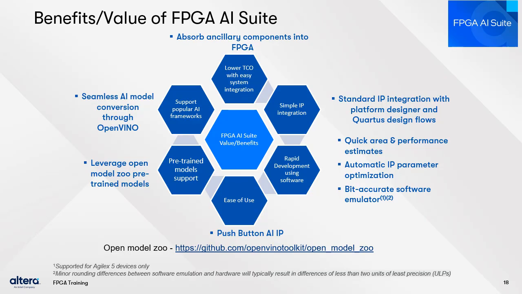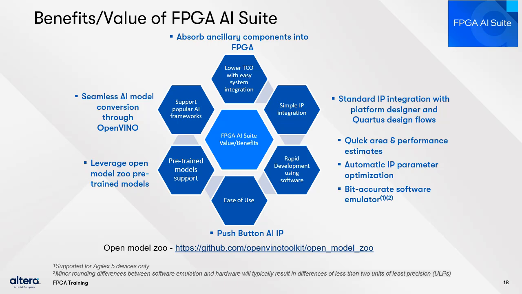The benefits of the FPGA AI Suite are shown in the slide. Support for popular AI frameworks: the front end of the FPGA AI Suite is the OpenVINO Toolkit. The toolkit seamlessly converts pre-trained AI models from most standard frameworks to intermediate representations that FPGA AI Suite uses. Access to free pre-trained AI models: support for most of the deep learning models on Open Model Zoo for OpenVINO Toolkit. Jumpstart your solution development by picking the best suited model.